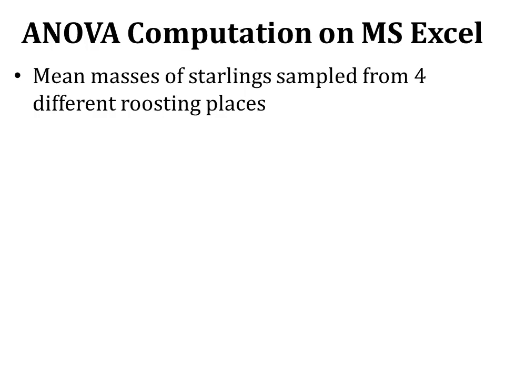In this section, we are going to see how ANOVA computation can be done in Microsoft Excel. For that purpose, we are going to take the example of the mean masses of starlings sampled from 4 different roosting places. This is the same example that we solved during the exercise of one-way ANOVA. So we are going to use the same example here, and we will see whether the results are going to be the same or not, right?